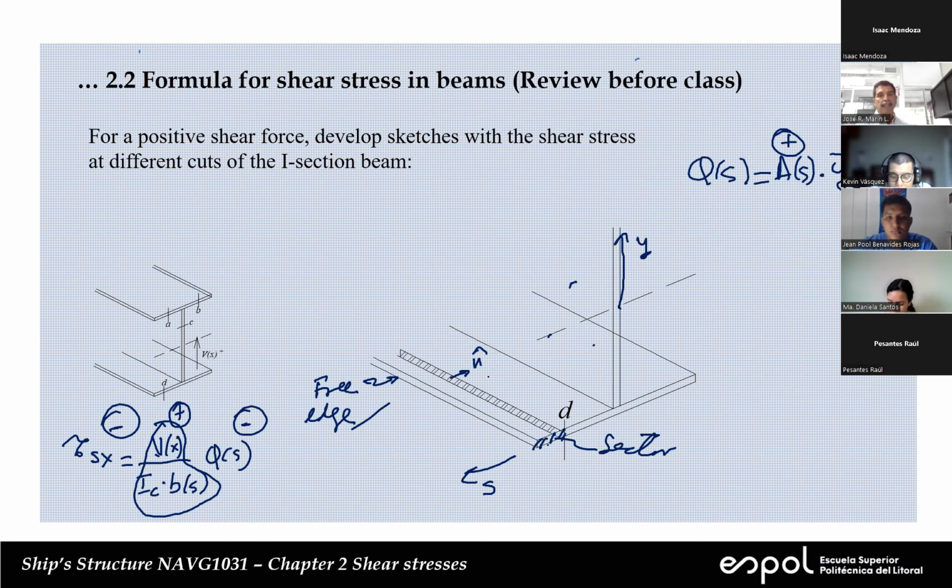Okay, now let's point it. If this is a negative area, you have in that direction, that's the positive. So that means that this is tau SX.